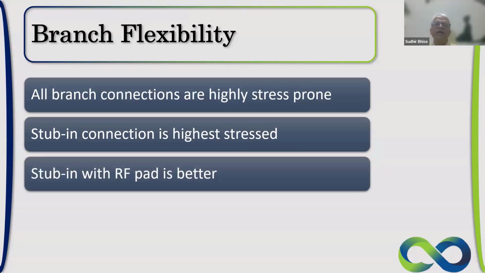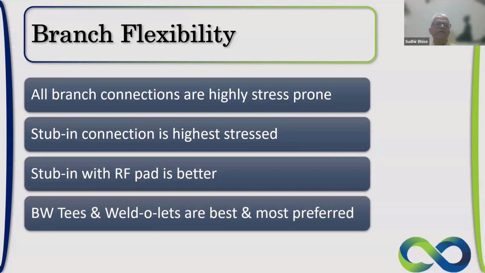Then stub-in with RF pad is better than the stub-in connection without RF pad. And lastly, the butt welding tees and weldolets are the best and the most preferred ones. So even if sometimes the piping material specification specifies a stub-in connection or RF pad connection, after the analysis it may so happen that you have to change that particular location, where it is highly stress concentrated, to something like a butt welding tee or weldolet.